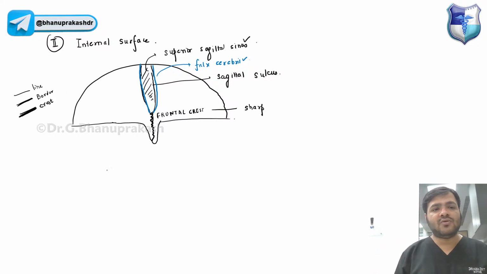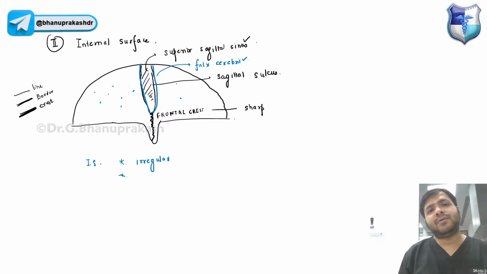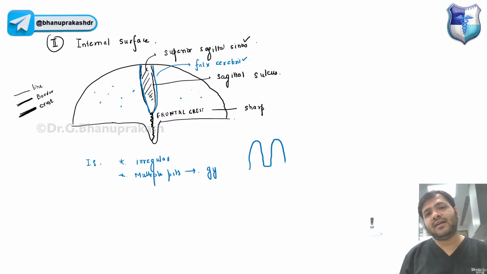Over here, you should know 2-3 points. The internal surface is irregular. It is having multiple pits, and these pits, ये जो गड्ढे हैं, are created because of the gyri. Gyrus और sulci पढ़ा था, right? So these multiple pits are produced by the gyrus of the frontal lobe.